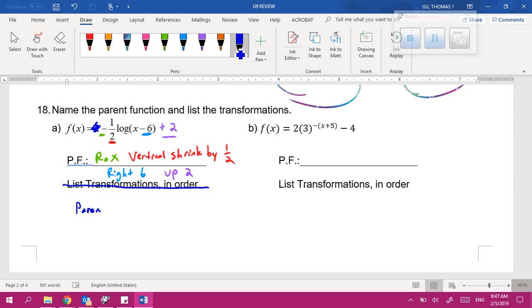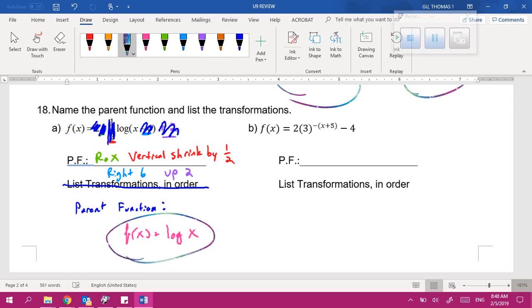Parent function, which is apparently PF. All right, so parent function, it's very easy to see what it is because if you've highlighted everything, whatever's left, that's your parent function, right? So if I were to cross out everything that I highlighted, negative sign gone, 1/2 gone, -6 gone, plus 2 gone, what is my parent function? Right, f of x equals log of x. And that is it.